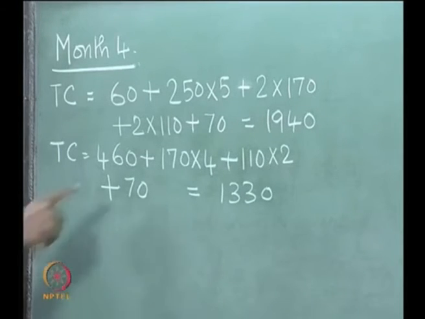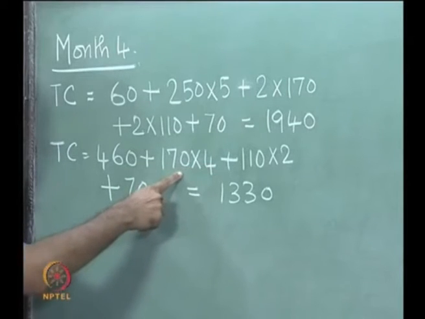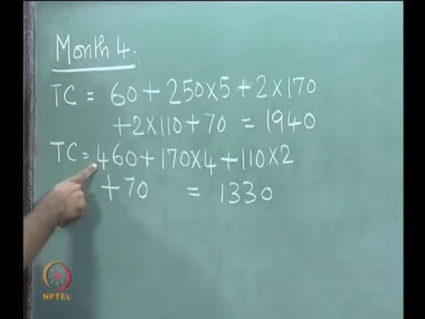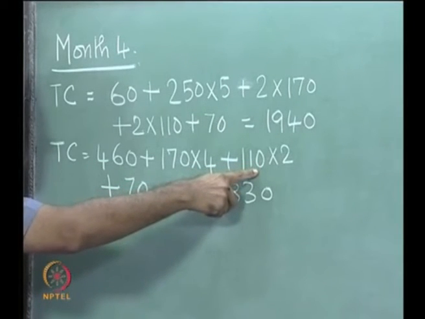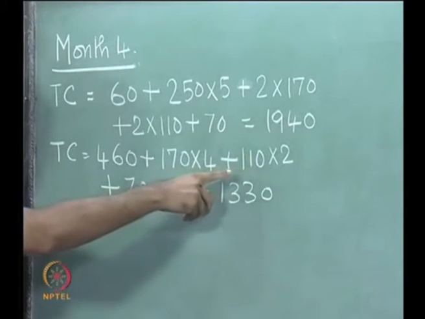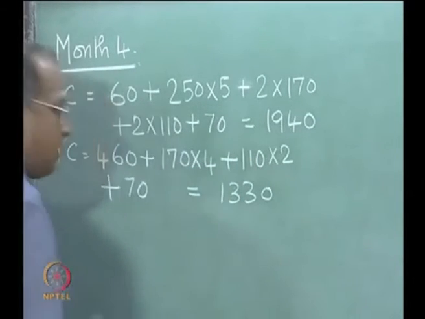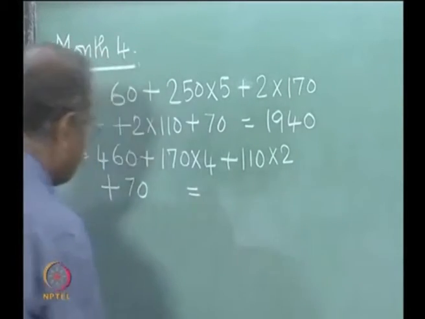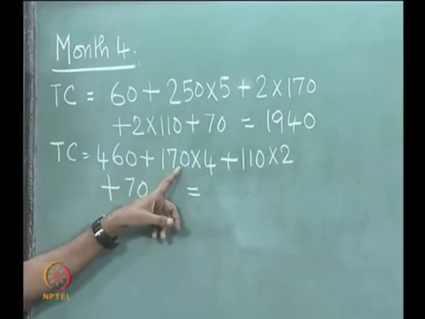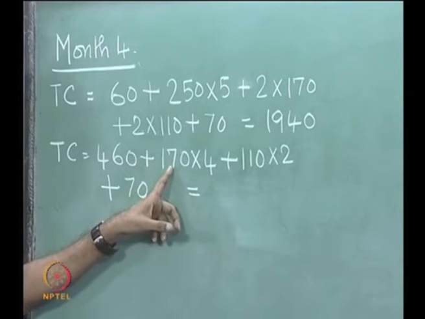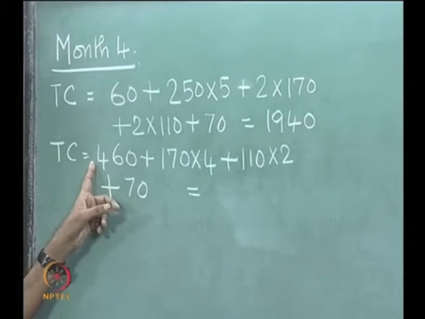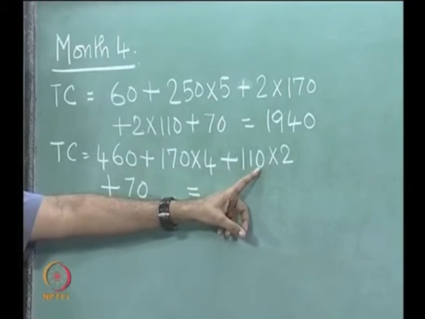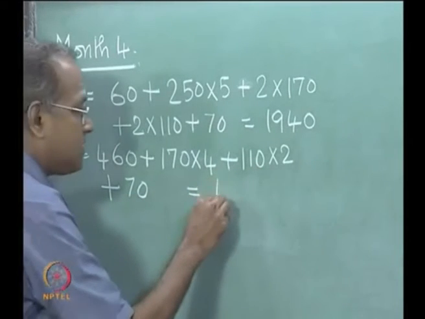Let me repeat, 170 into 4 is 680, 740, 1140, 1260, 1360, 1430. Let me do it again. 460 plus 680, 680, 740, 1140, 1000 plus 220 is 1360 plus 70 is 1430.